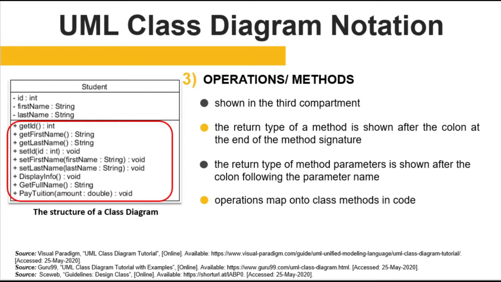The given image shows the complete structure of a class diagram to represent classes in object-oriented programming. It shows that operations are shown in the third compartment here. They are the services the class provides. The return type of a method is shown after the colon at the end of the method signature. For example, we have the displayInfo method. After the colon, we use void. Void is the return value. The type of a method's parameters is shown after the colon following the parameter name. Operations map onto class methods in code.